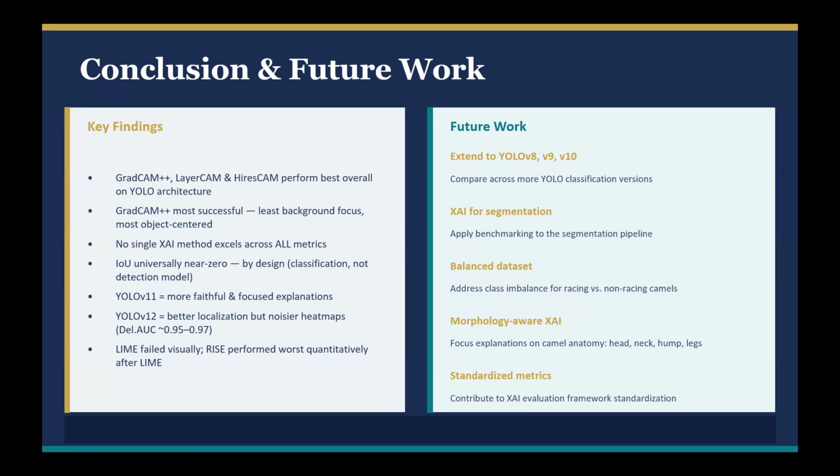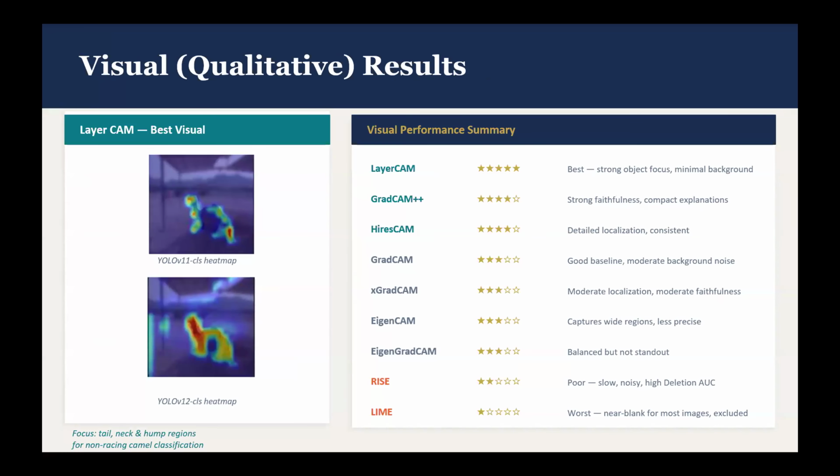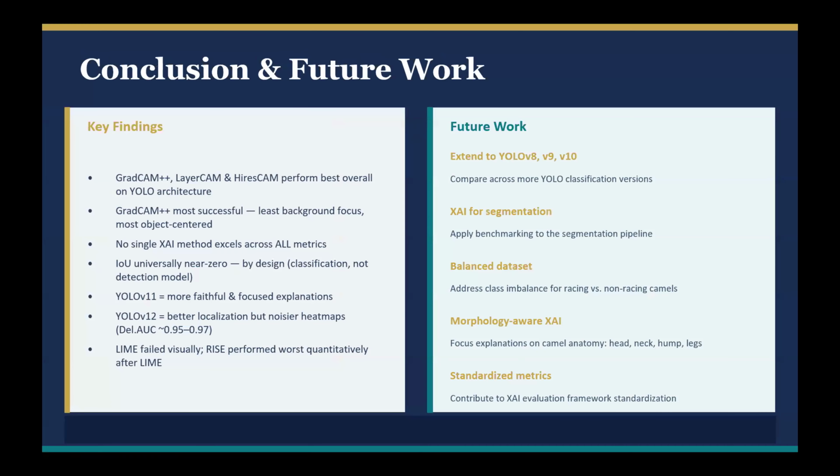We concluded that our XAI methods focus on the camel's head, tail, neck, hump, and legs to distinguish between the two classes, racing and non-racing, and we aim to work with better standardization of the metrics that have been used. And that's all.